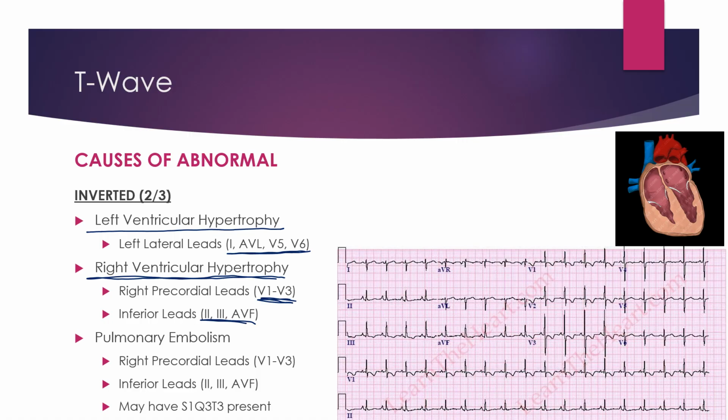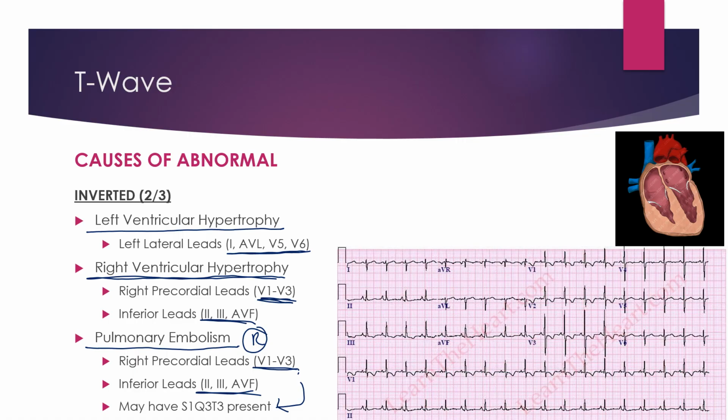A pulmonary embolism also affects the right side of the heart and causes strain to the right side of the heart. And wouldn't you know, the right precordial leads have T wave inversion, the inferior leads have T wave inversion, and they may also have the S1Q3T3 pattern present, which we will talk about in class.